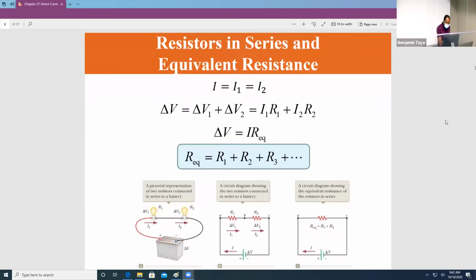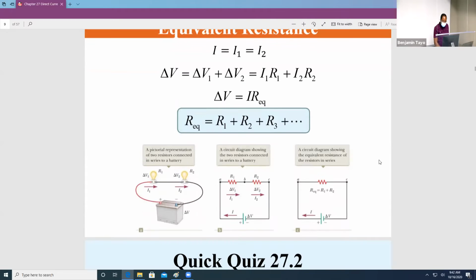So we're going to look at resistors in series. And I think the main thing is that if you look at this example here, think about two resistors here. So this is my battery. It's connected to, so this is my R1 and this is my R2.